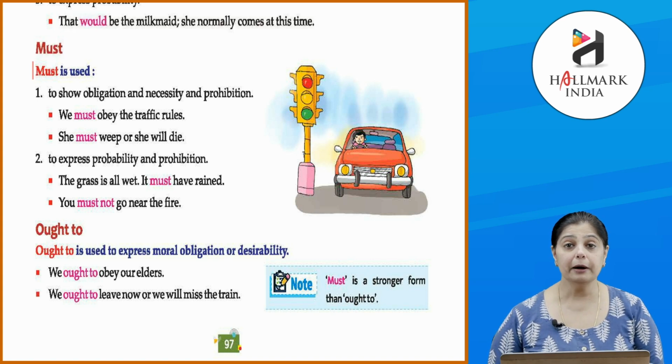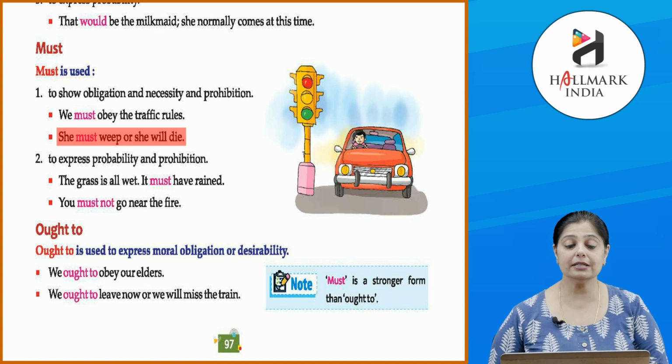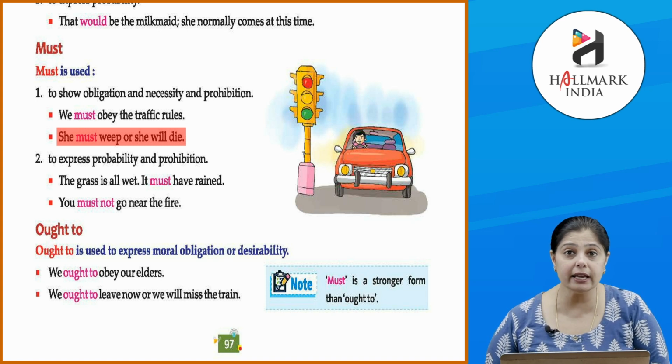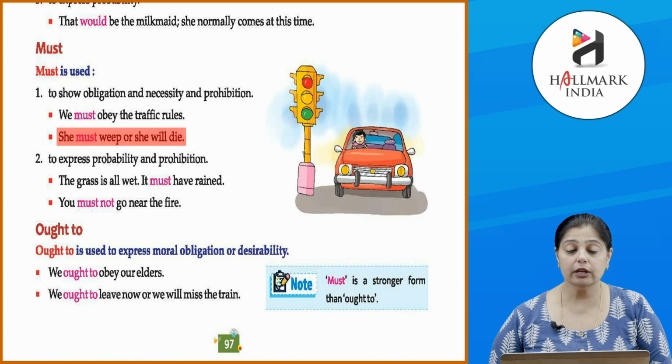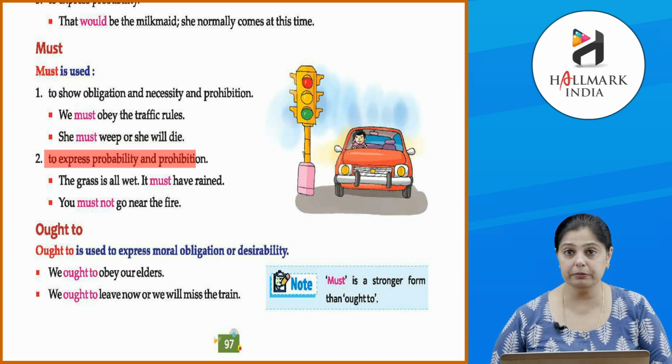Now, must. Must is used to show obligation and necessity and prohibition. We must obey the traffic rules. She must weep or she will die. Okay? So, it is like an obligation. या ज़रूरत है. Okay? या prohibition. या उसने नहीं करना चाहिए. So, this is when the word must is used. To express probability and prohibition.